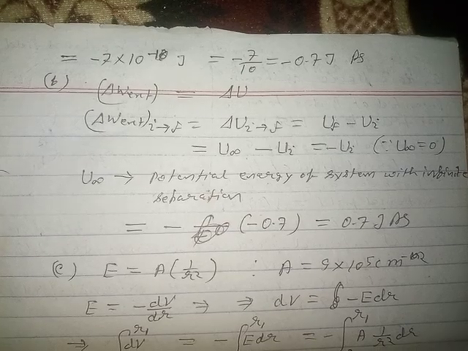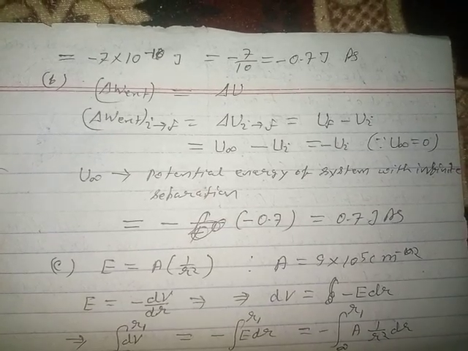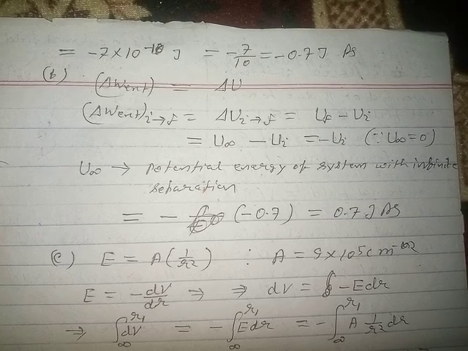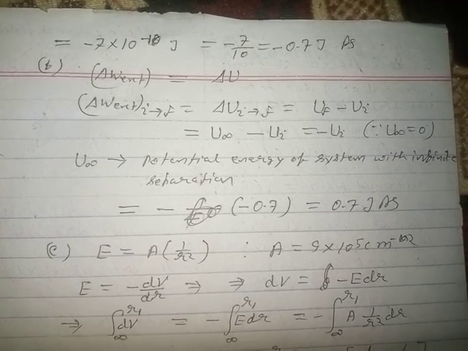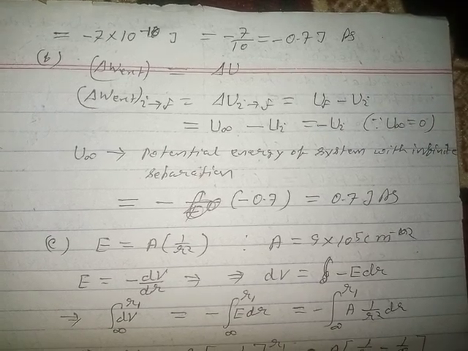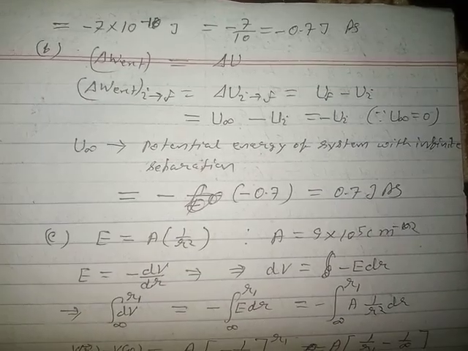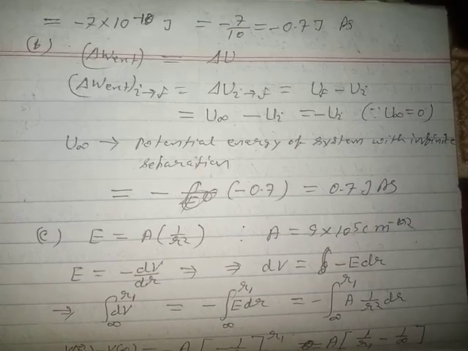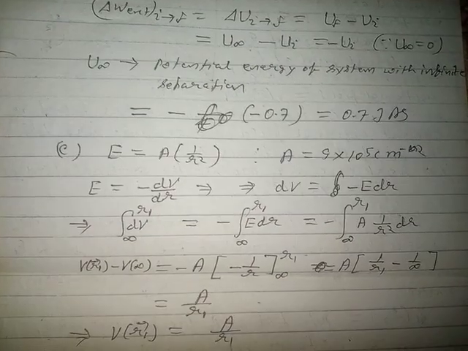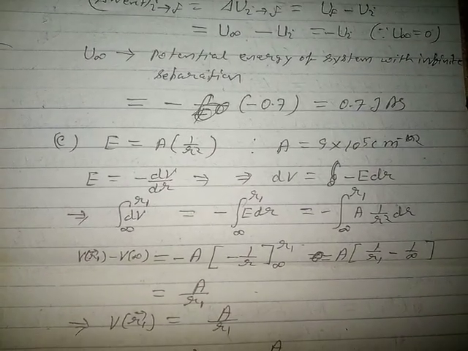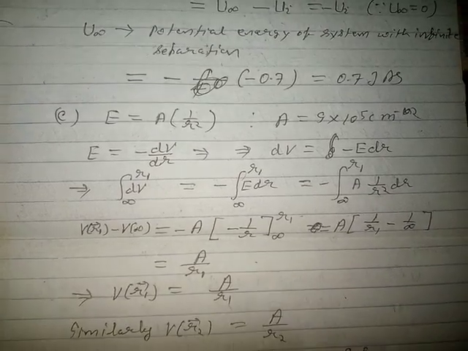Now part B. del W external, initial to final, equals delta U initial to final, UF minus UI, which equals U infinity minus UI, equals minus UI, since U infinity equals 0, where U infinity is the potential energy of the system with infinite separation. This equals minus of minus 0.7, which equals 0.7 joule. Answer. Solution of part C.